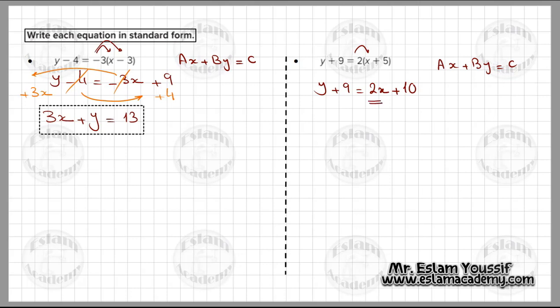Now x is positive, so to solve it, just move y to the right hand side by subtracting y. The main point is that we need x to be positive. Once you move y to the right, we will move the number to the left. 10 is positive, so I will just subtract 10. Now rewrite the equation: 2x minus y equals 9 minus 10, which is negative 1. And that will be the equation in standard form.